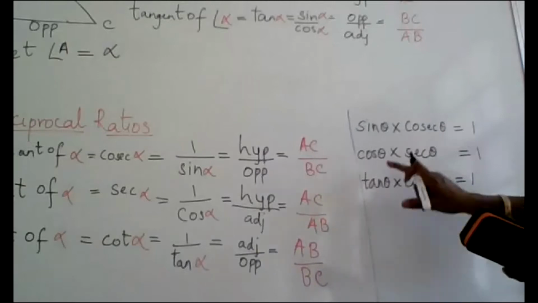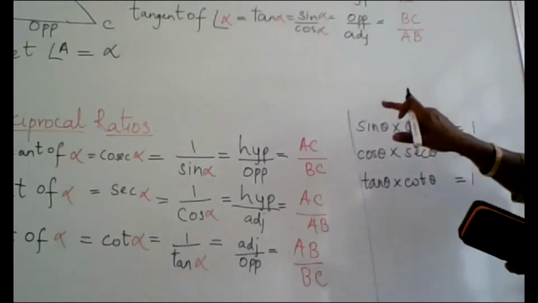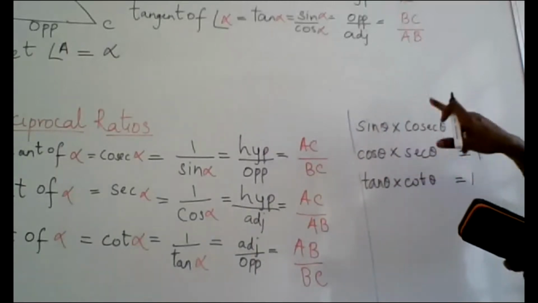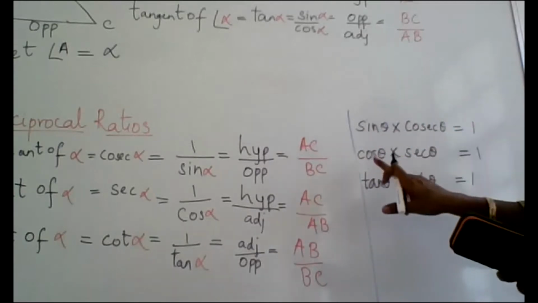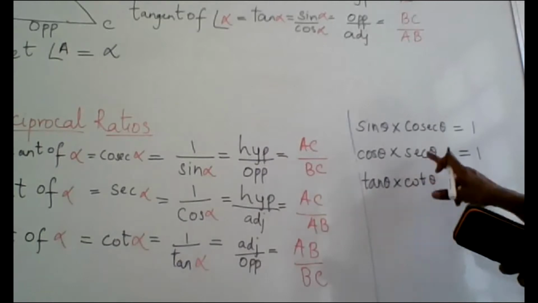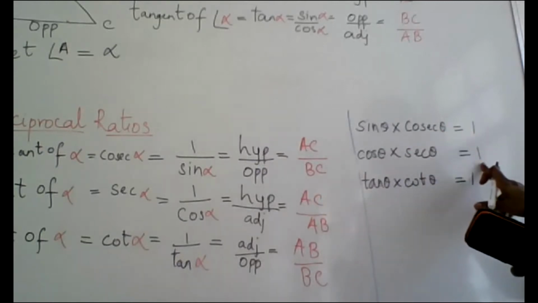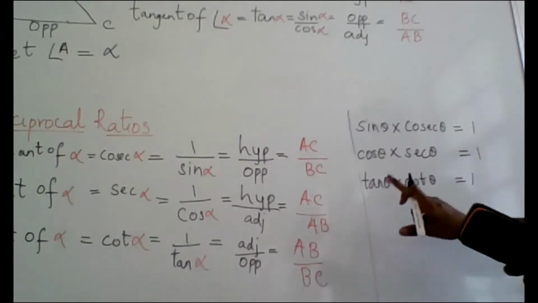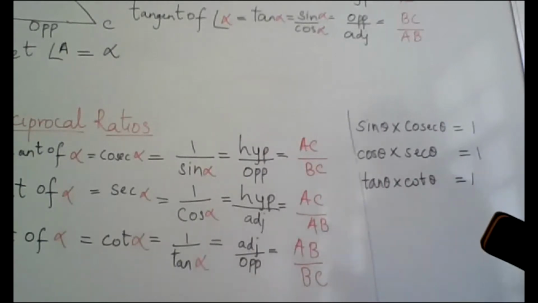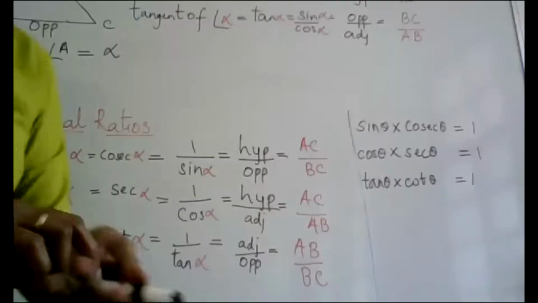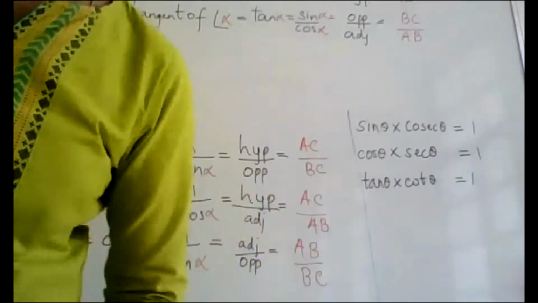Whatever be the value of this angle theta, always the sine of the original angle and the cosecant of that original angle will multiply to become 1. Similarly, the cos multiplied with secant for any angle theta will always become equal to 1. Same is true for tan multiplied with cot, which will always become equal to 1. Is that clear? Take this down also. This is also important. You should know that. Only then you will remember the reciprocal ratios.